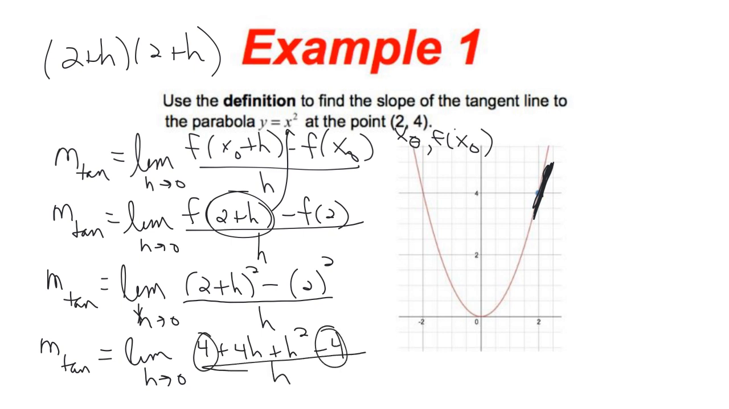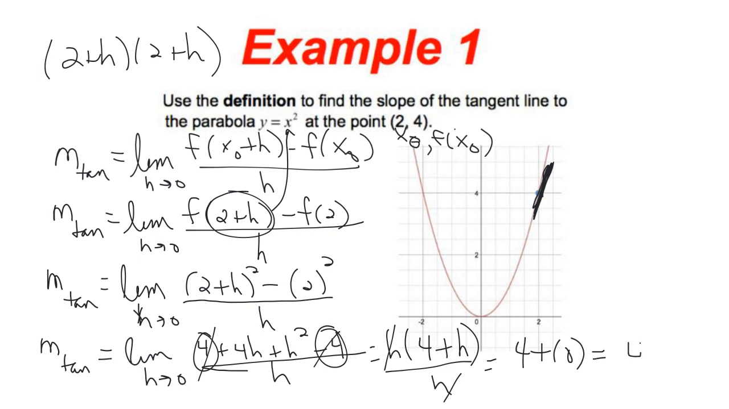And I can simplify this. The 4's cancel. I can factor out an h, and this is 4 plus h over h. The h's cancel, and then I can use direct substitution like what I learned with my limits. So then this answer is 4. So what this tells me is that the slope of this line touching that blue point is 4.